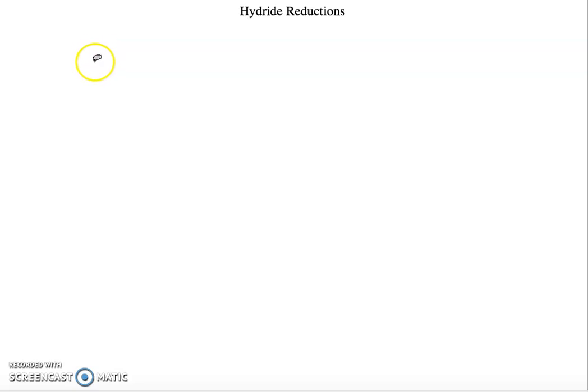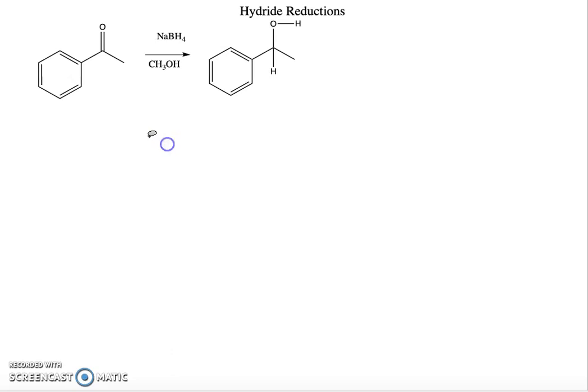I want to talk today about hydride reductions, and the first reaction that I want to look at is the reduction of this compound, this aromatic ketone, with sodium borohydride and methanol to produce the corresponding alcohol. What I want you to do is, anytime you see NaBH4, sodium borohydride, I want you to think of it as a source of H-.